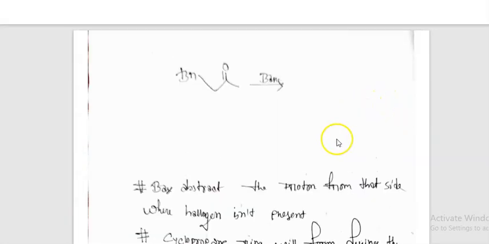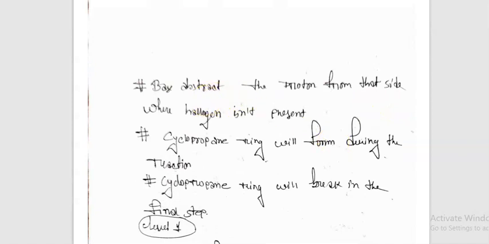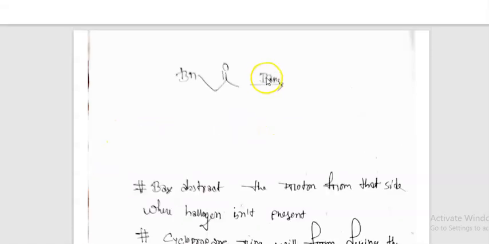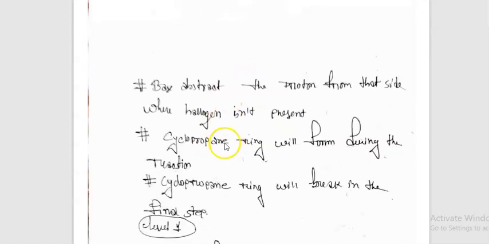So first of all, a base abstracts the proton from that side where halogen is not present. Okay, so the base abstracts a proton from here or here. So the side will be preferred where halogen is not present. And next, a cyclopropane ring will form during the reaction, and the cyclopropane ring will be broken in the final step of the reaction, and an ester or acid will be formed.